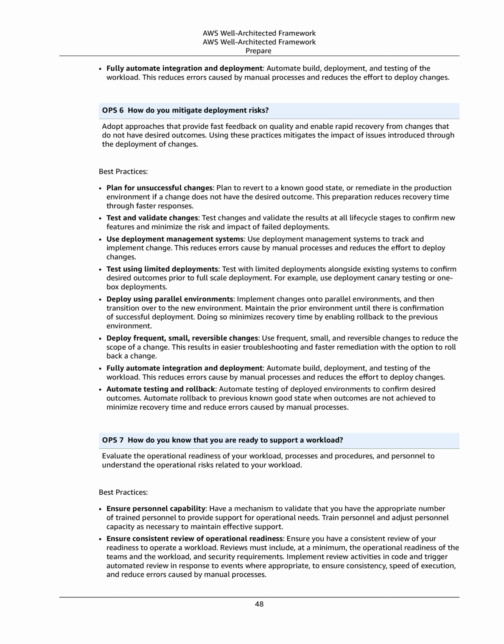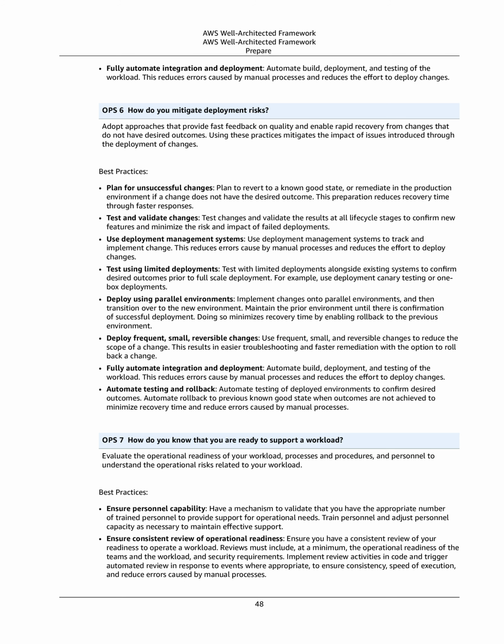Test and validate changes. Test changes and validate the results at all life cycle stages to confirm new features and minimize the risk and impact of failed deployments. Use deployment management systems. Use deployment management systems to track and implement change. This reduces errors caused by manual processes and reduces the effort to deploy changes. Test using limited deployments. Test with limited deployments alongside existing systems to confirm desired outcomes prior to full-scale deployment. For example, use deployment canary testing or one-box deployments.